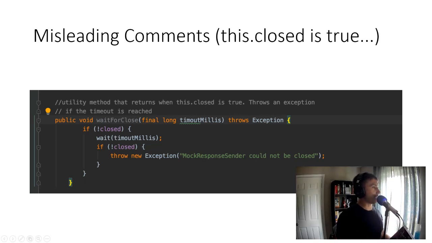Misleading comments. "This.closed is true." Going back to something I said earlier, you could potentially have comments that are older than the code itself, and then the comments become misleading and very confusing because they are no longer attached to the new code that is written. You have this function here. You have a utility method that returns when this.closed is true, and it throws an exception if the timeout is reached. So, wait for close.